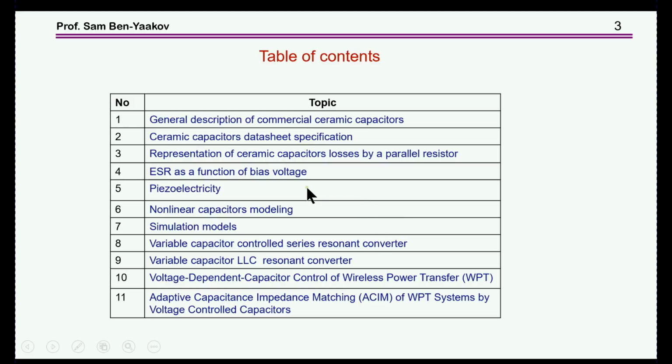So let me go over very quickly what we're going to do. We're going to look at the general description of commercial ceramic capacitors, the data sheet, and then I'm going into some other issues. One of them to start with is representing the losses by a parallel resistor, what it means, and there's a very interesting theoretical aspect to it. Something which is less known: ESR is a function of bias voltage. This is not very well known, and I'd like to show you, and there is a mystery there, and maybe some of you can solve this mystery, I don't know.